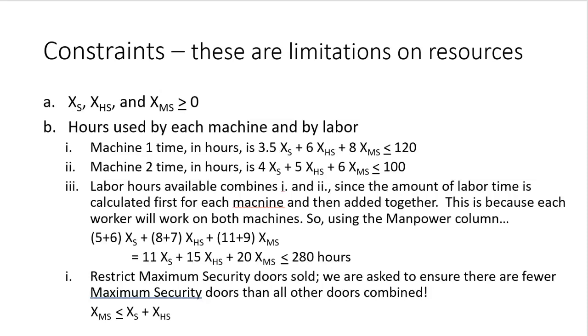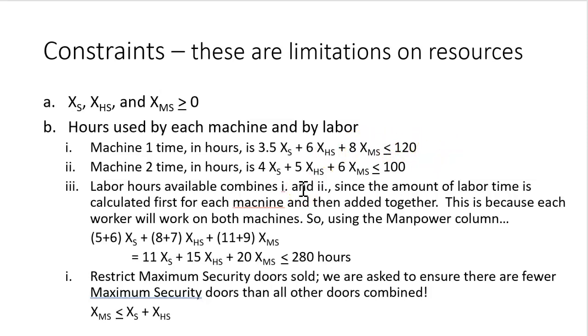And so the next set of constraints is about the hours. We can determine the number of hours used by machine 1 and machine 2. So for machine 1, from the chart on slide 3 or in your book, I need 3.5 hours to work on the standard door, 6 hours to work on the high security door, and 8 hours for the maximum. And all of those hours have to be on machine 1, less than 120 hours. So I end up with this inequality.